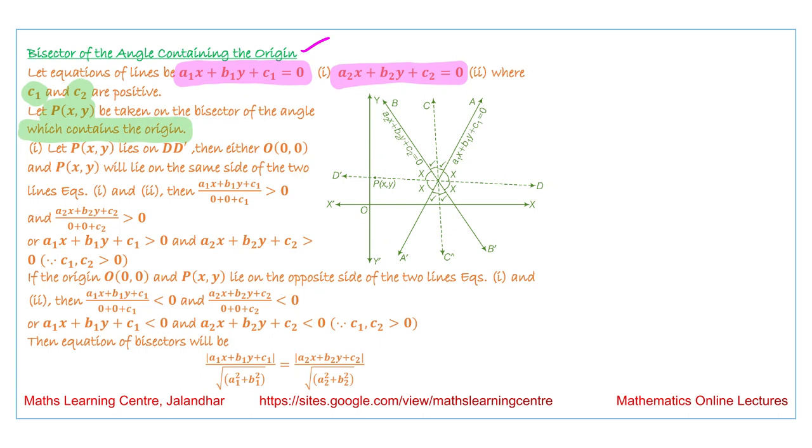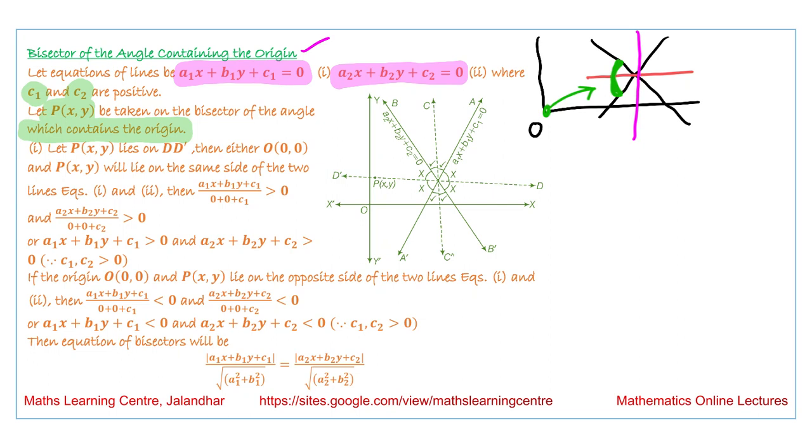If we consider this case over here, we have two lines which are intersecting over here. Suppose the origin is over here, this is the origin O. Then we have two angle bisectors. One is this angle bisector and second is this angle bisector. Now the angle which contains the origin, we are talking about this angle. It means we are interested in this particular line.